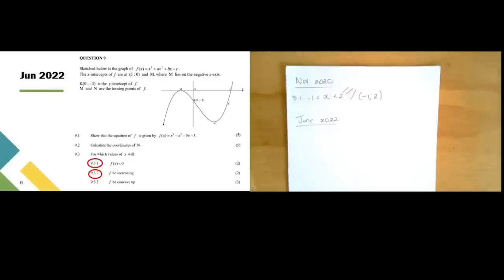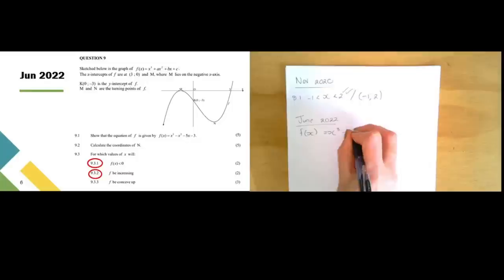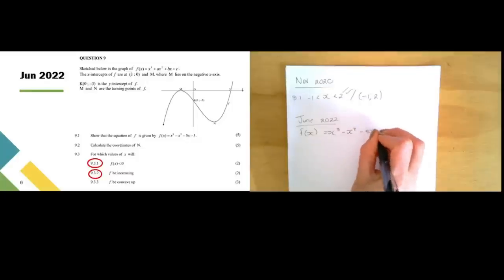They tell me for which values of x is f(x) smaller than 0. First of all, we have not done the rest of the question. But in 9.1, they've given me the equation, so let's write that down. f(x) is equal to x to the power of 3 minus x squared minus 5x minus 3.